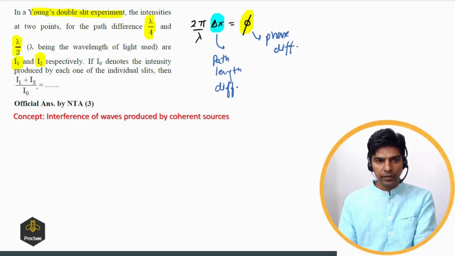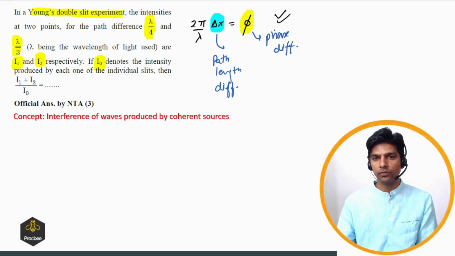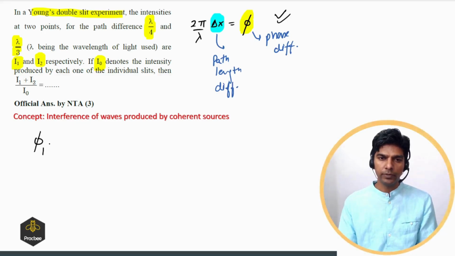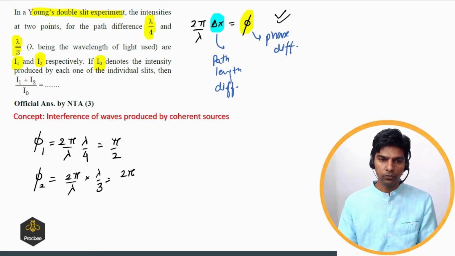So we have to find I1 plus I2 upon I0, where I0 is given as the intensity produced by each one of the individual slits. Okay, so let us try to solve this. So first what we have to do, we have to use this formula to find the phase difference, right, for the corresponding path length difference. So we can say phi 1 will be 2 pi by lambda times lambda by 4, which comes out to be pi by 2, and phi 2 comes out to be 2 pi by lambda times lambda by 3, so this will be 2 pi by 3.